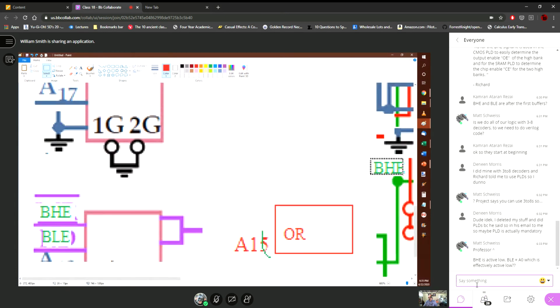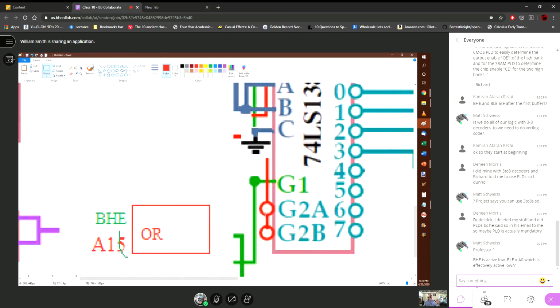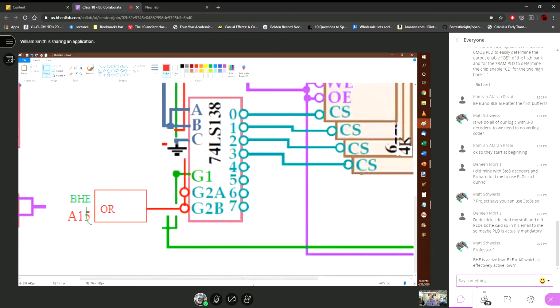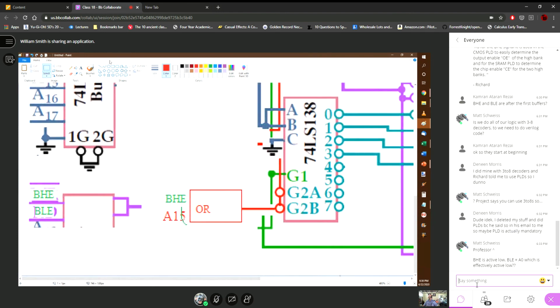One more try. BHE and A15 go into one side of the OR gate, and then the output of that goes to this guy here. All right. And the other one is going to get A17. Do A17 into the other one.